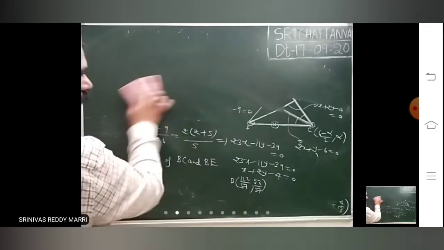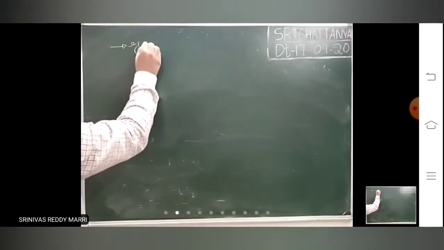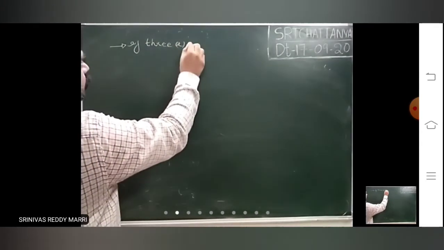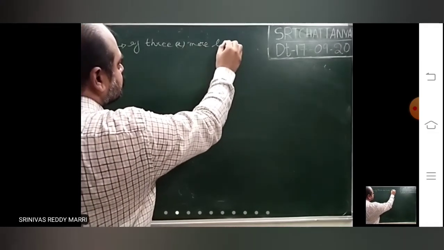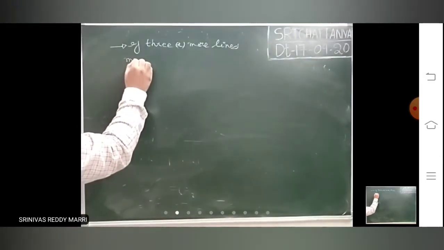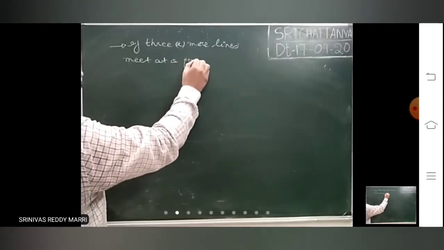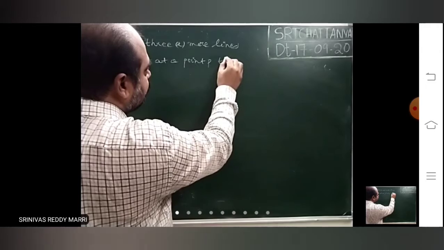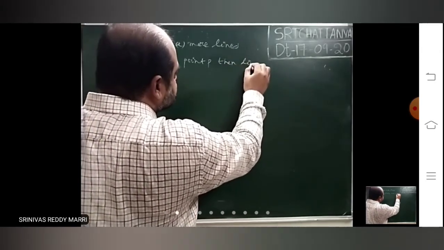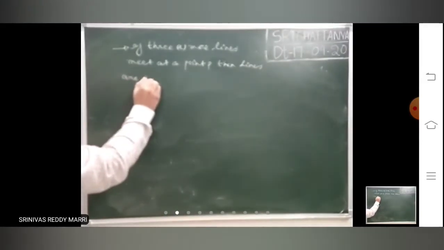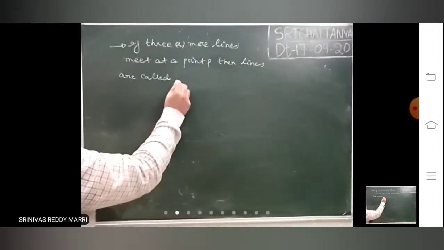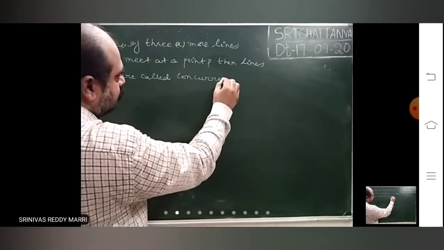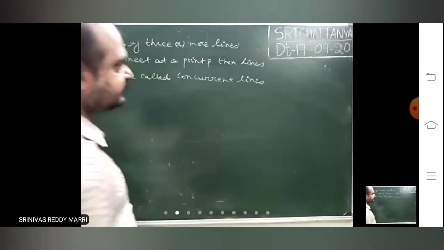Look at next. If three or more lines meet at a point P, then the lines are called concurrent lines.